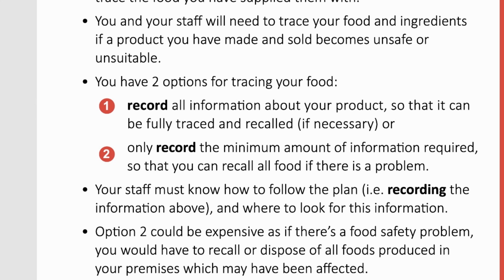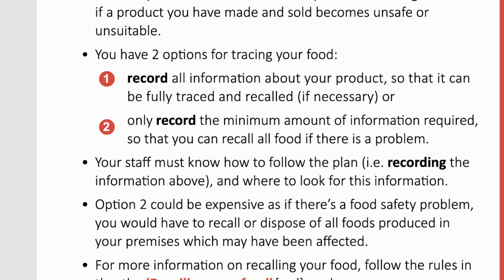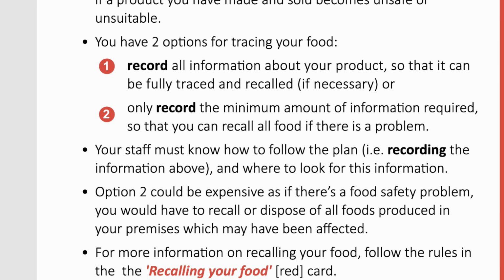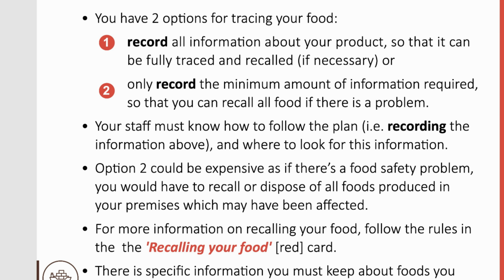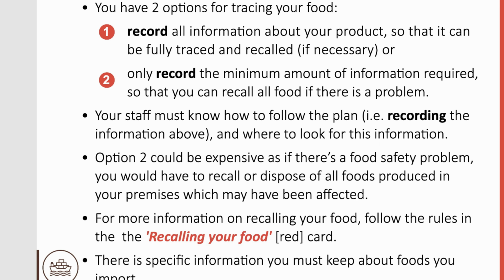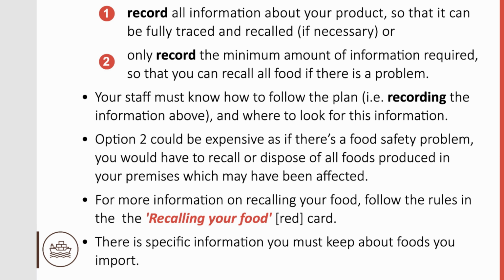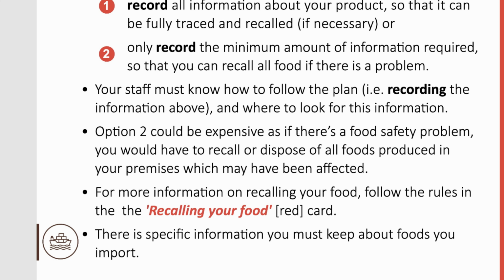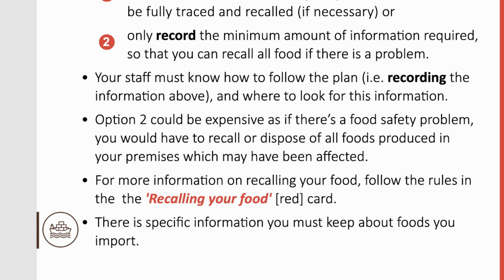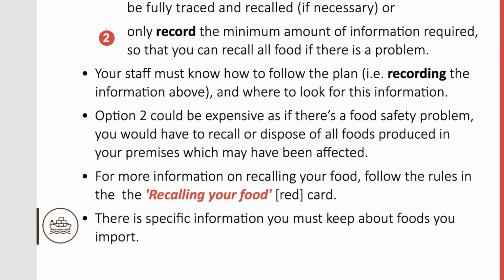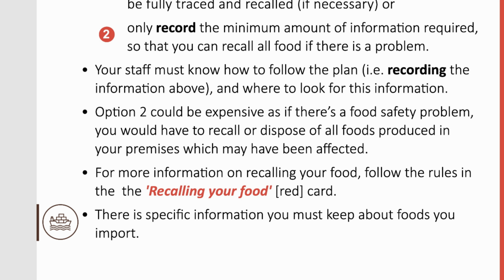Your staff must know how to follow the plan, that is, recording the information above, and where to look for this information. Option 2 could be expensive, as if there's a food safety problem, you would have to recall or dispose of all foods produced in your premises which may have been affected. For more information on recalling your food, follow the rules in the Recalling Your Food card. There is specific information you must keep about foods you import.